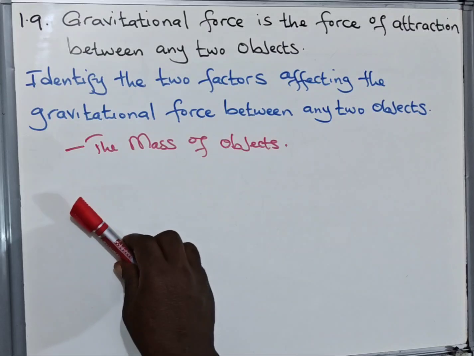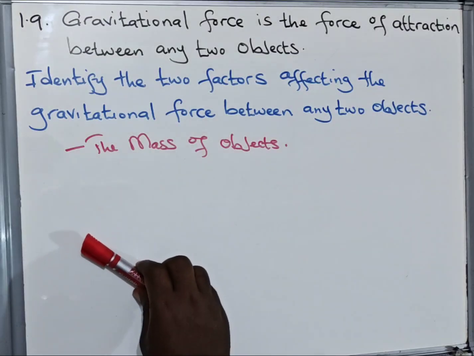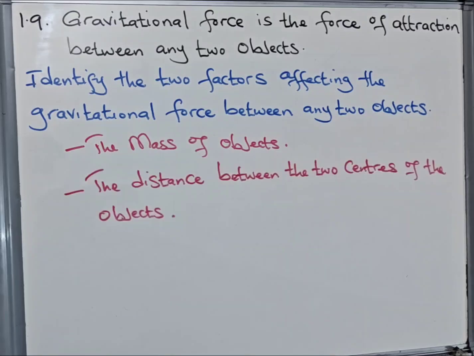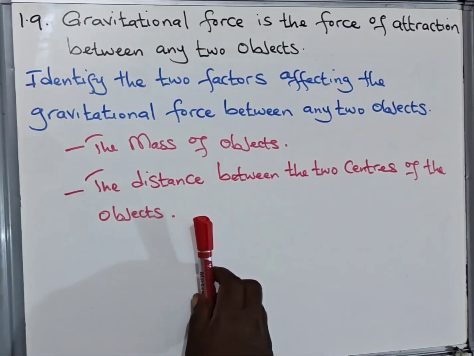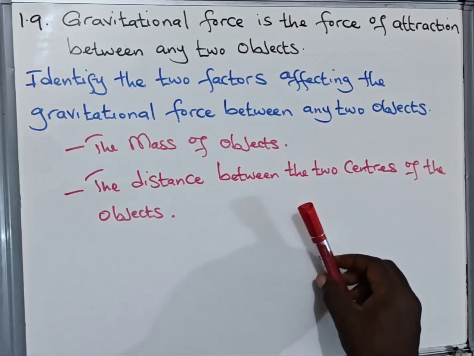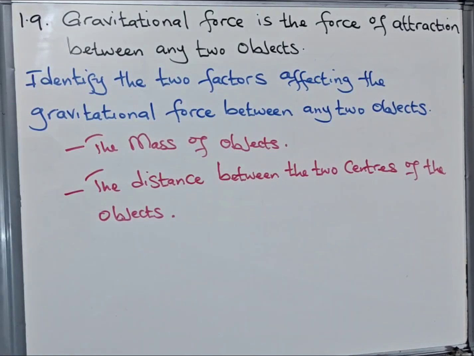The second factor is the distance between the 2 centers of the objects. That is it. And we need to know that the bigger the distance between the two centers of the objects, the smaller is going to be the gravitational force.